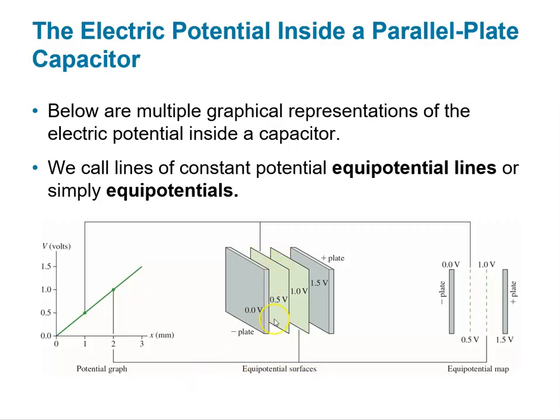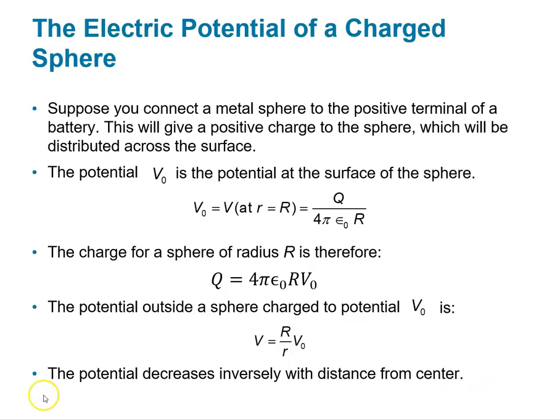You can also look at equipotential surfaces, which are surfaces where the potentials are the same. The potential is 0 at the negative plate, it's 1.5 volts at the positive plate, and at certain distances in between those two, it's going to have equal potentials. And then we can do what's called an equipotential map, where instead of showing actual surfaces, you just represent the surface with little dashed lines, and those are equipotential lines.